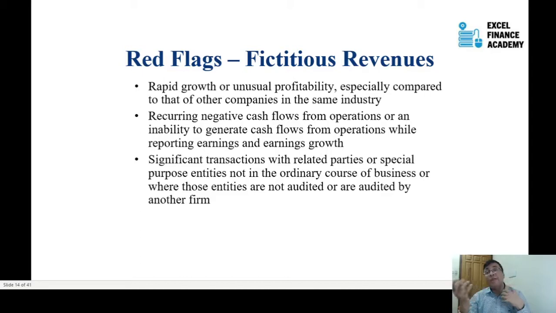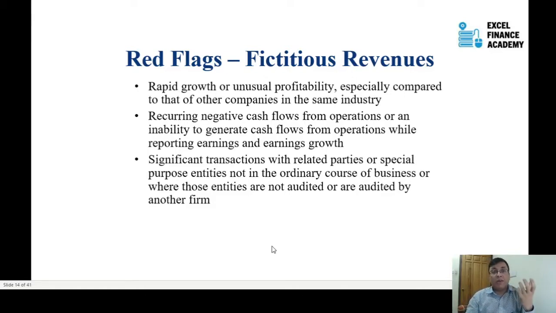Fine, but you have to justify that by showing the real reason why the profitability is higher or lower compared to the industry peers. There is a negative cash flow continuously occurring from the operations, because as you know, if we record the sales, you have to record the debit somewhere. So either in cash or in the debtors.